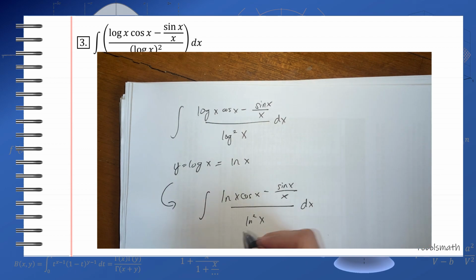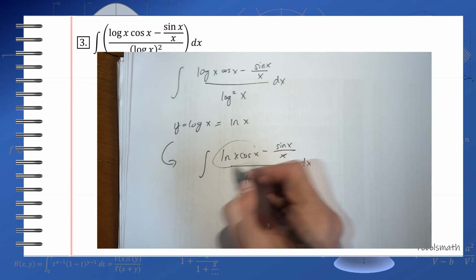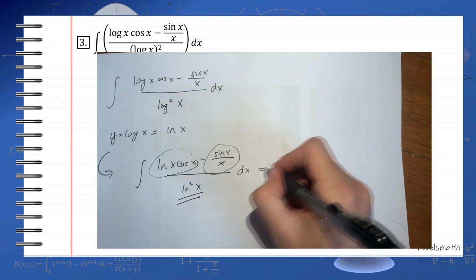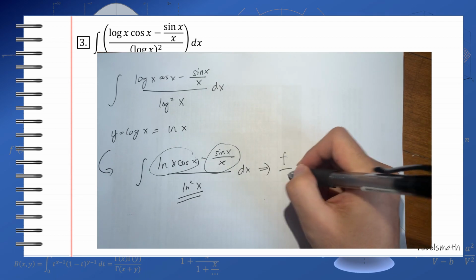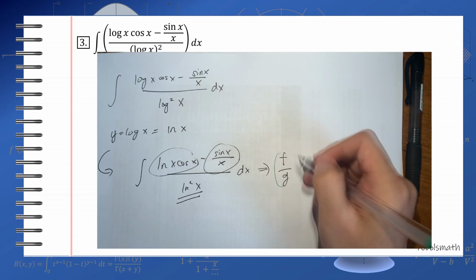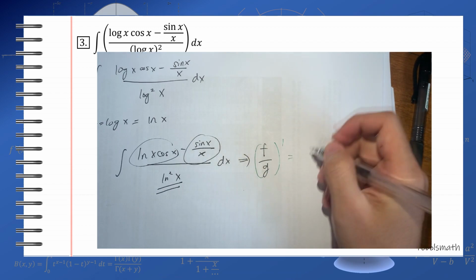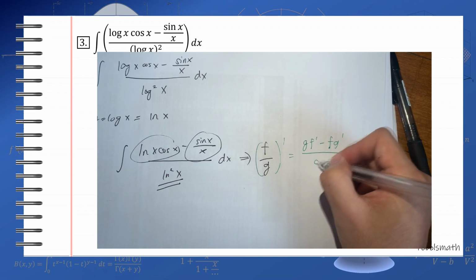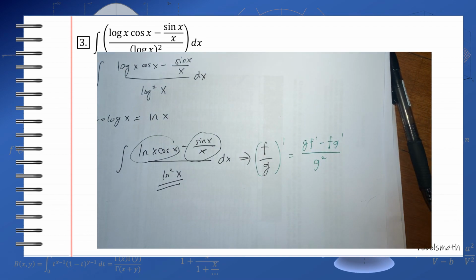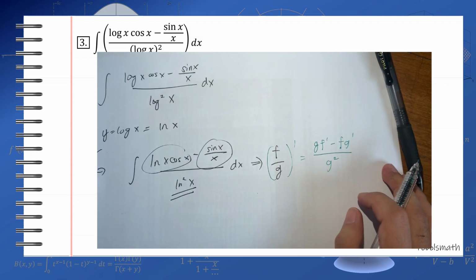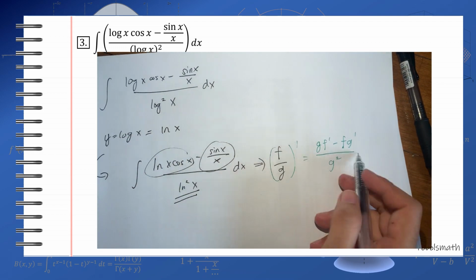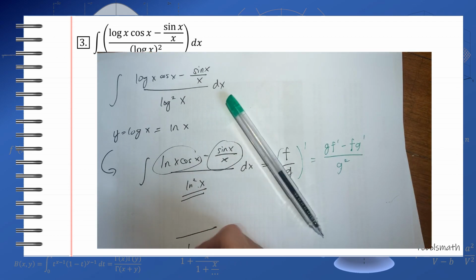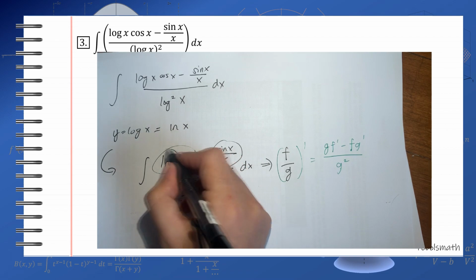Now whenever you see something squared in the denominator and a difference in the numerator, it should give you a hint that its antiderivative is of the form f over g. It is because the derivative of f over g is low d high minus high d low over low squared. So this one, it's quite obvious that g is ln x. So the antiderivative of this is cos x over ln x, which corresponds to this.